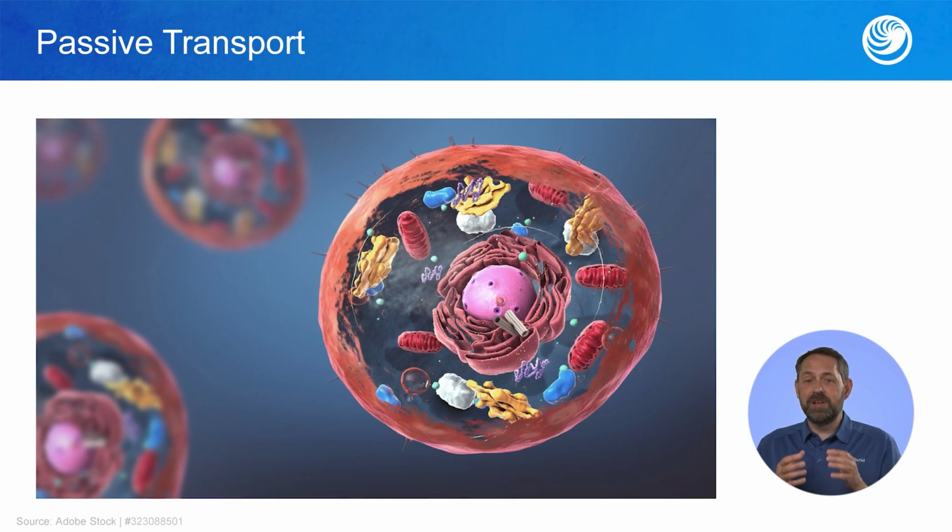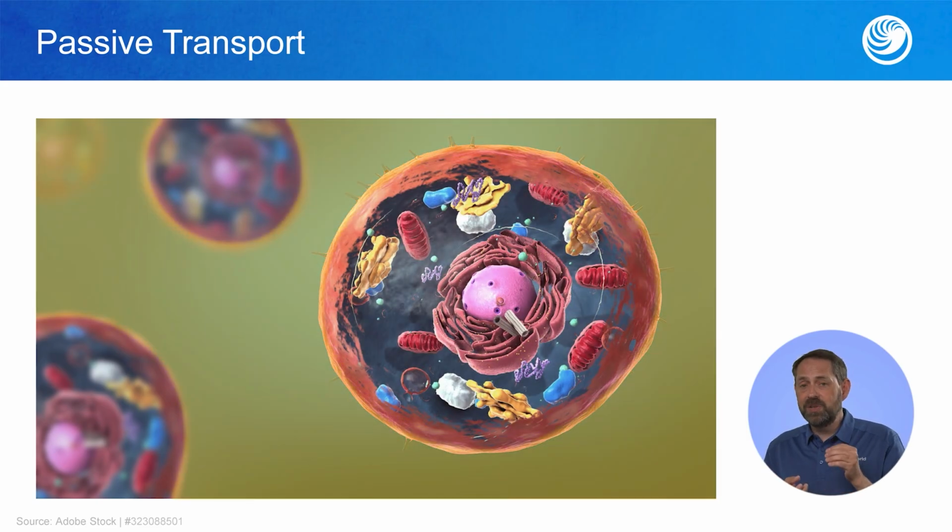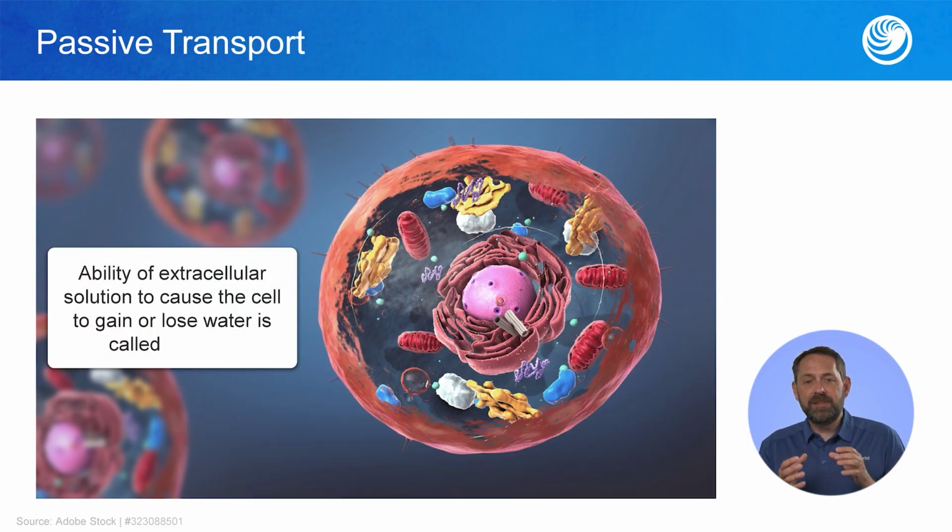The same principles of osmosis that we observed in the beaker also apply to living cells. In cells, water movement depends on the relative solute concentrations inside the cell compared to the relative solute concentrations in the extracellular fluid surrounding the cell. The ability of the extracellular solution to cause the cell to gain or lose water is called tonicity. Tonicity depends on whether solutes in the extracellular fluid can cross the cell membrane. Only solutes that cannot cross the membrane influence water movement. Let's look at tonicity and how it can affect cells, particularly animal cells.